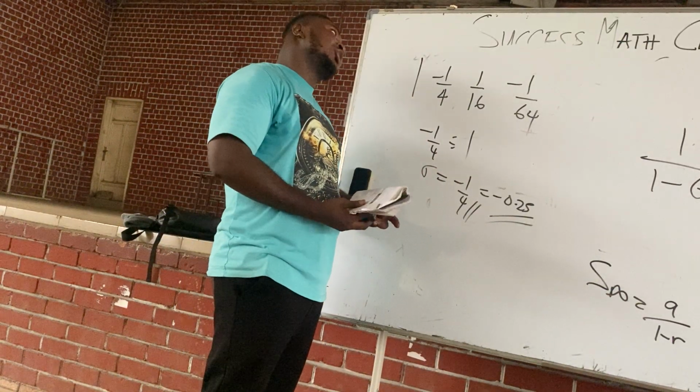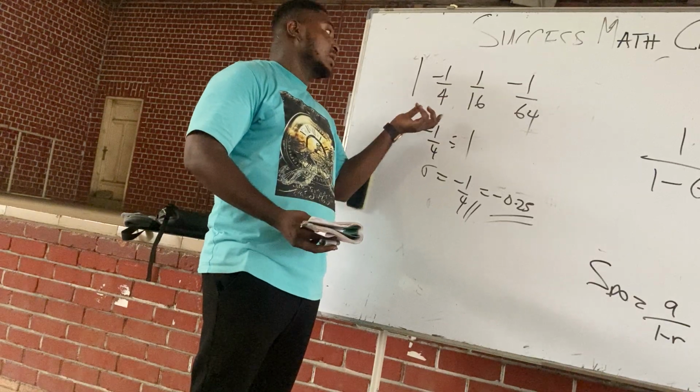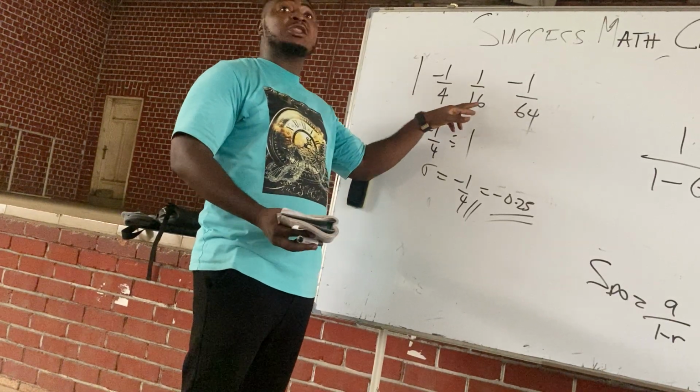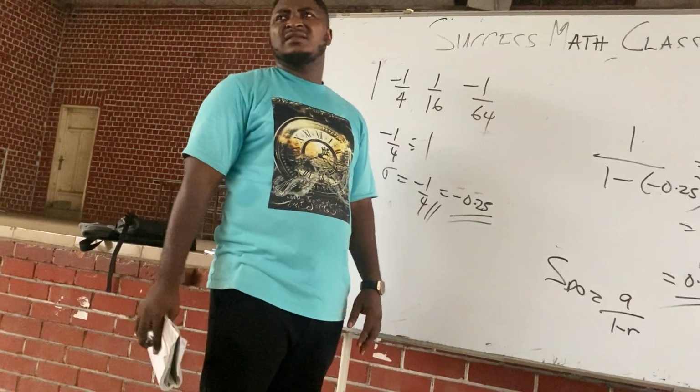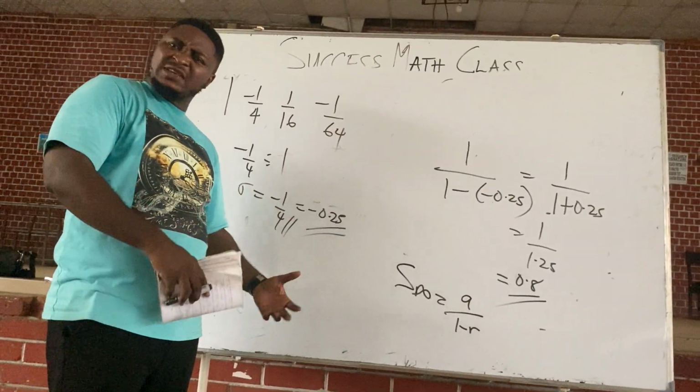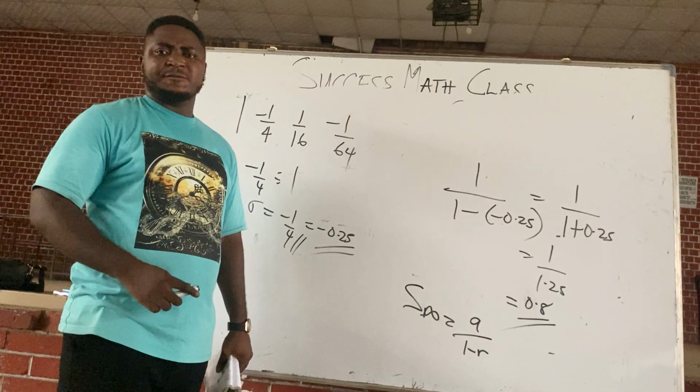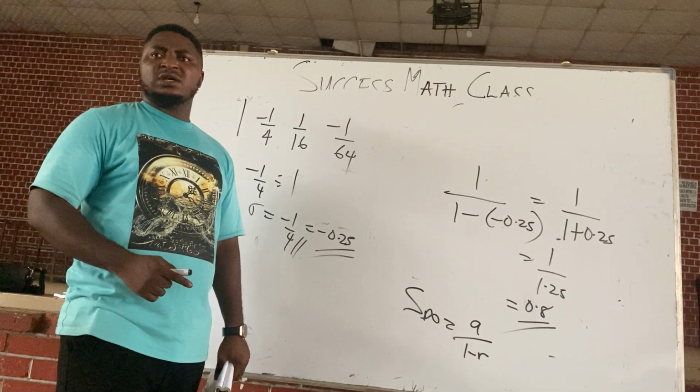I get the common ratio this way: second term divided by first term, or third term divided by second term, or fourth term divided by third. The next term divided by the previous term gives you your common ratio.